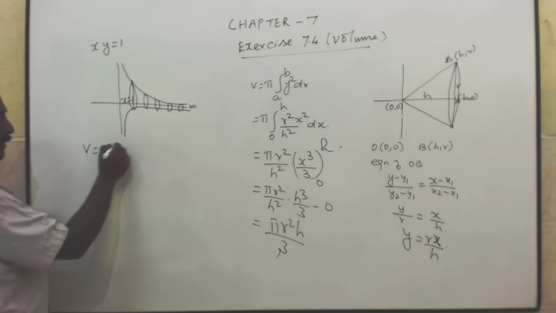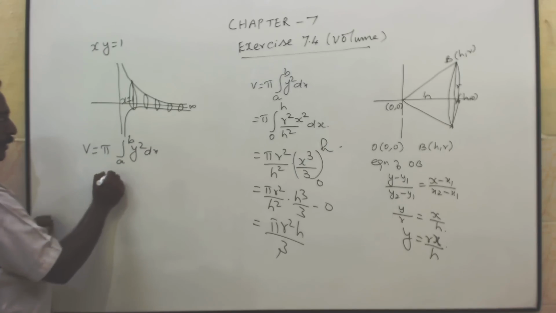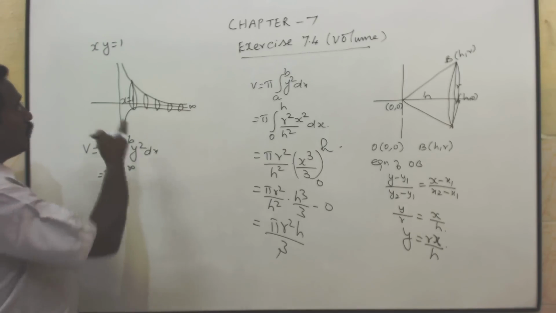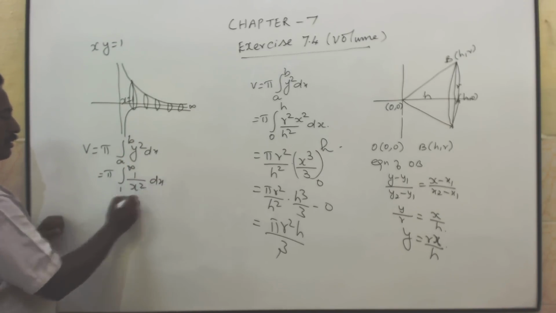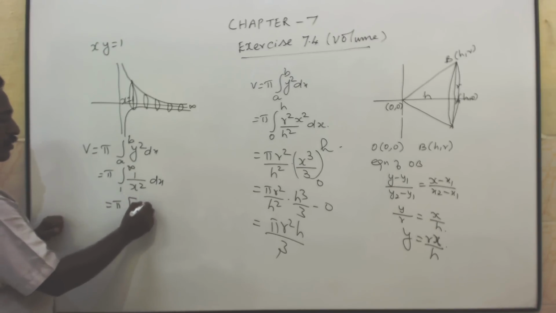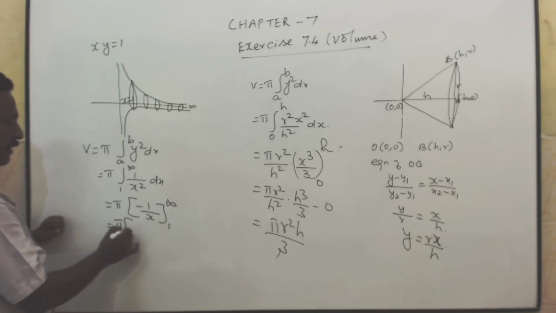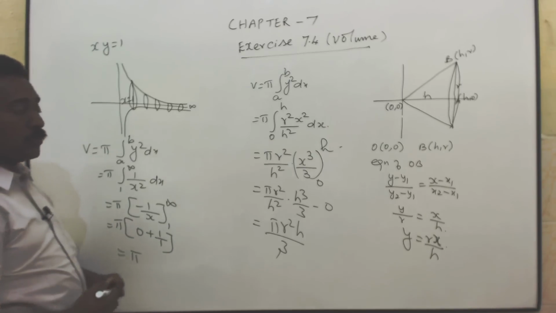Volume formula: pi integral a to b y square dx. Pi, 1 to infinity, what is y square? y equal to 1 by x, y square equal to 1 by x square dx. Integration of 1 by x square is minus 1 by x, limit 1 to infinity. When we apply infinity, any number by infinity is 0, minus of minus plus 1 by 1. That equals pi cubic units.